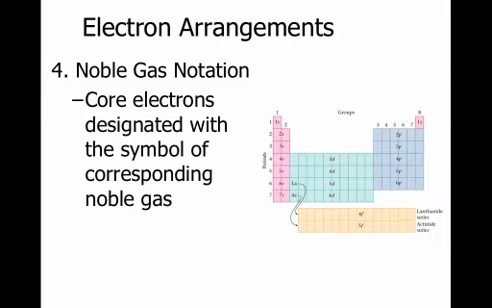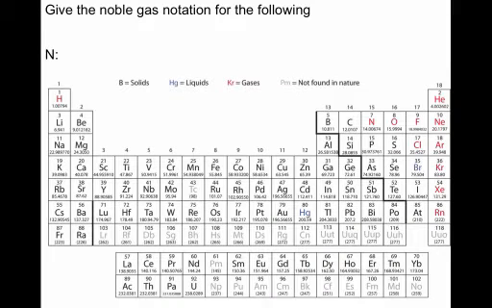And this is an even shorter cut when you're writing these configurations. This is especially helpful when you're dealing with things that have many more electrons than things at the very top of the periodic table. So when we do this, the core electrons are designated with the symbol of the corresponding noble gas. So we're going to use the noble gas and say this particular element has the same configuration as this noble gas plus whatever we write behind it. This also takes into account this whole S block, P block, D block, and F block that we just talked about. Okay, so let's go through and do a couple practice problems with this.